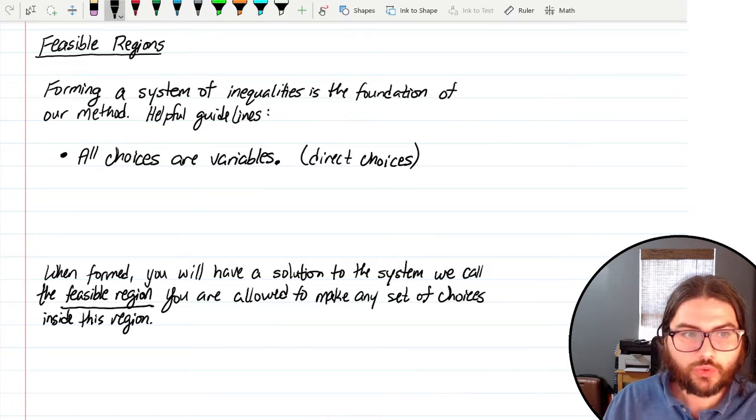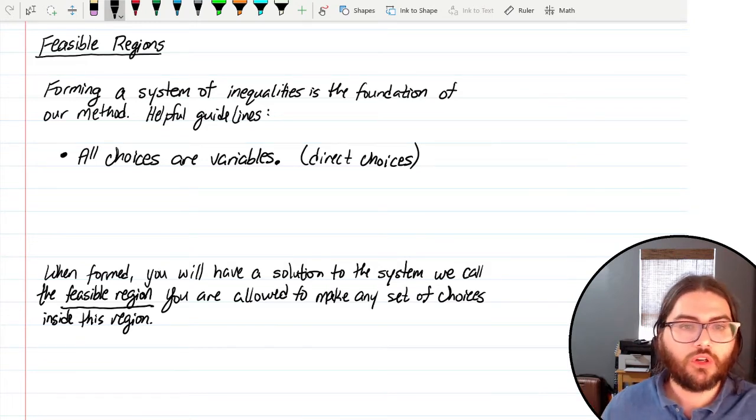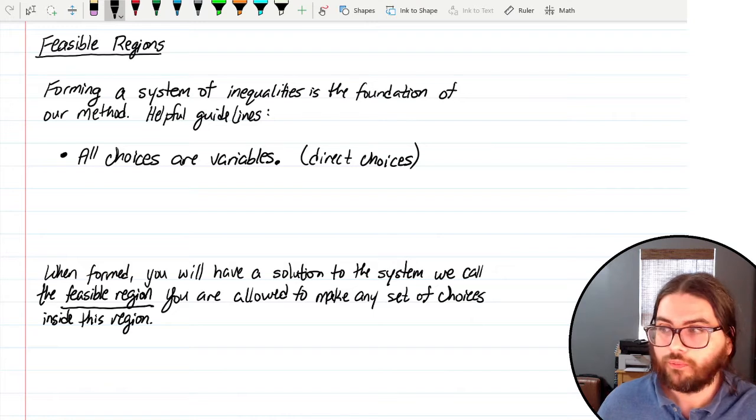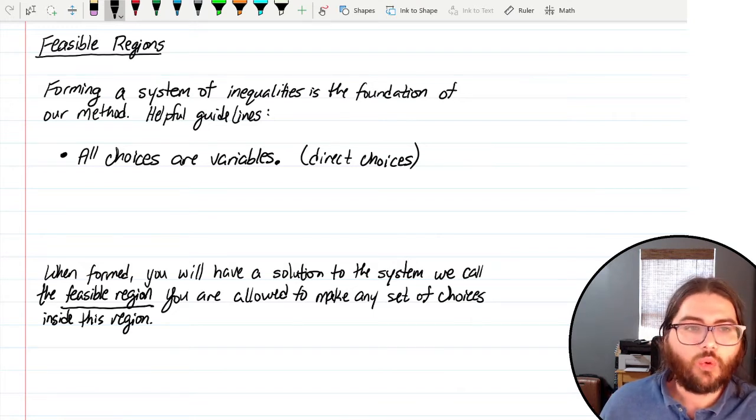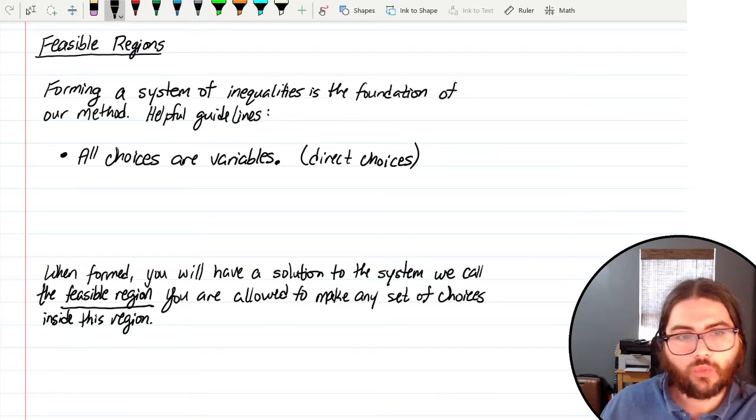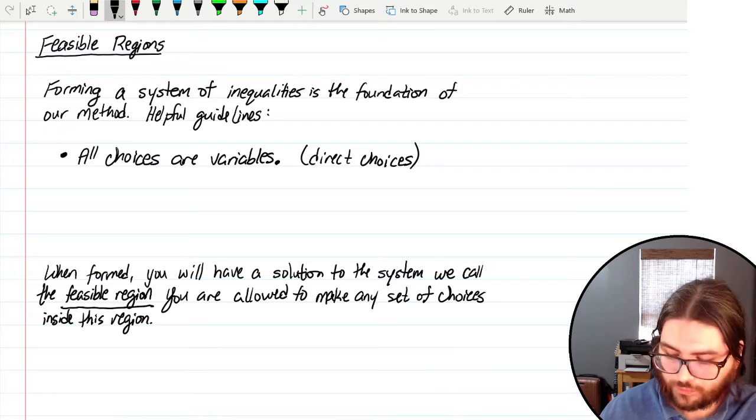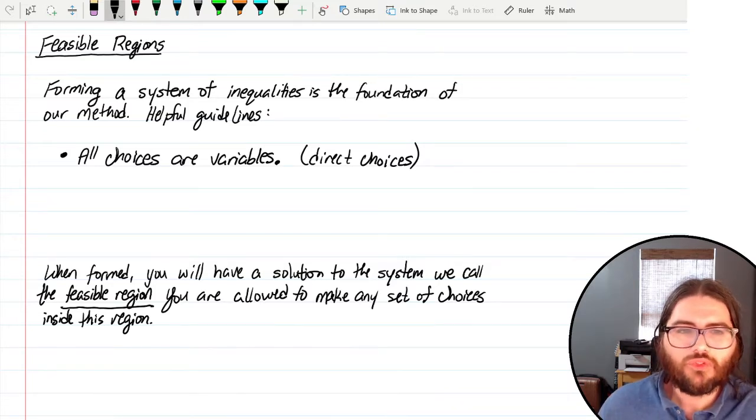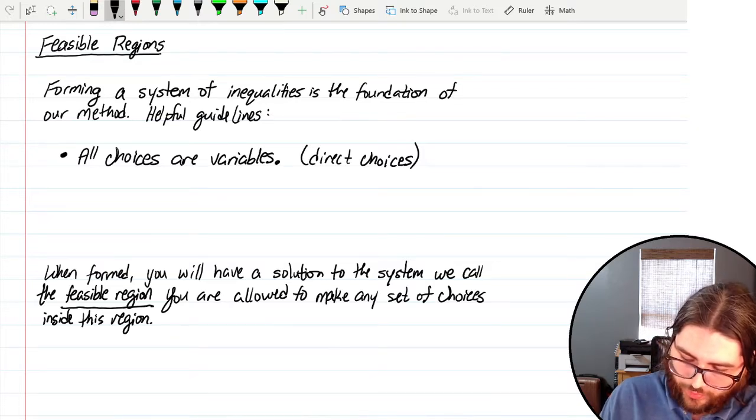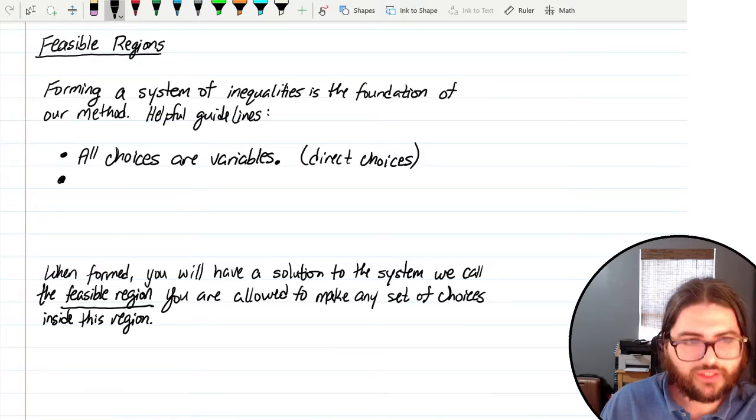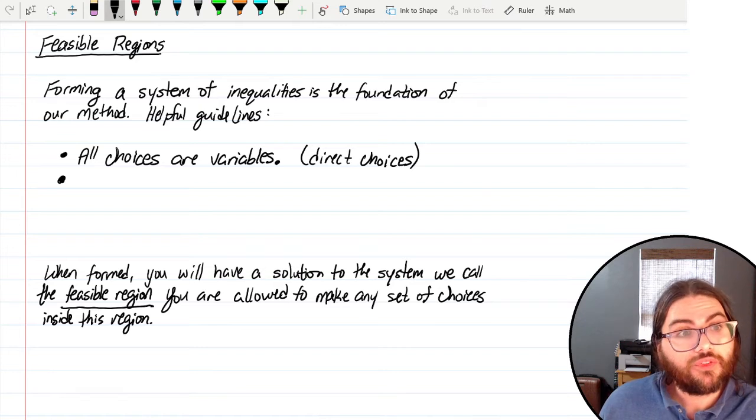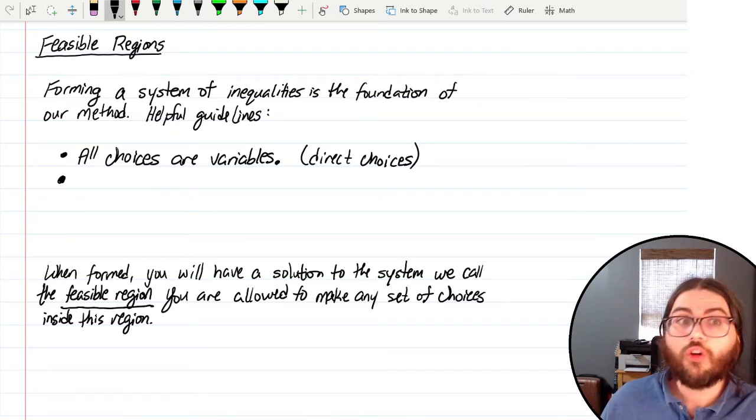The things I choose, office work and field work, those are variables. You can call them X and Y. You could call them X, Y, or X1, X2. Okay? They are variables. The other thing which helps me form these systems of inequalities, all of my constraints are the inequalities.